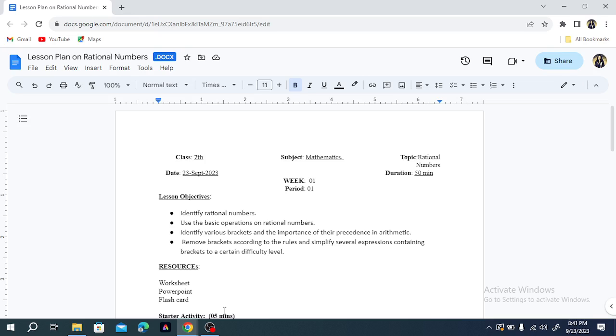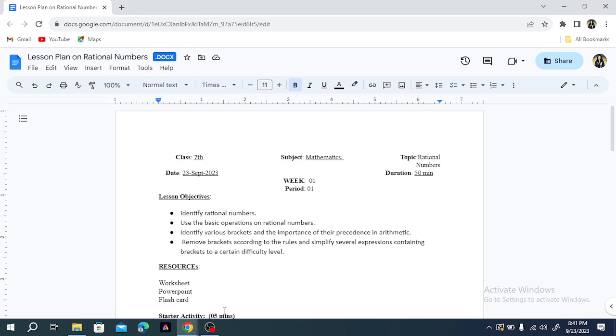That is, they know how to take the LCM of two numbers, and they must know some of the points about how to add fractions, right? So that this plan can be more appropriate and more workable for you. So let's begin the plan.